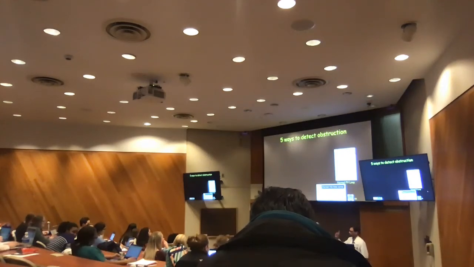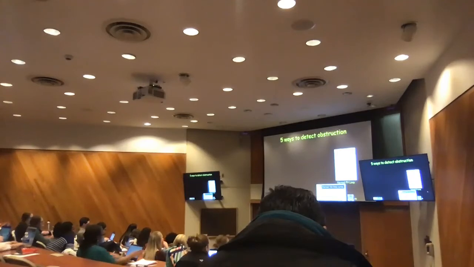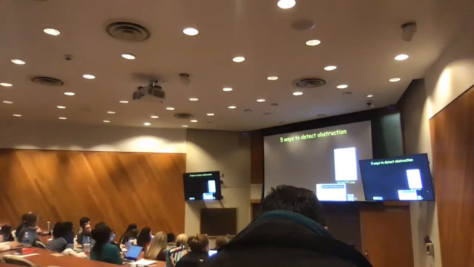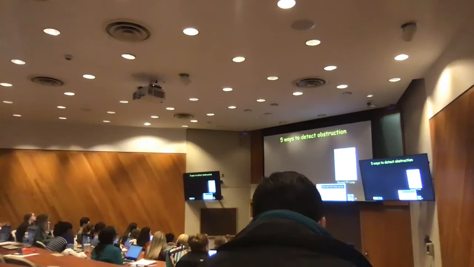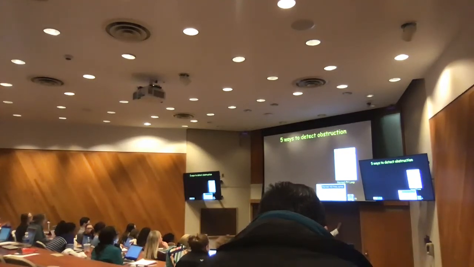So, five ways to detect obstruction. We only talked about one way to detect obstruction so far, right? What was that? How do we detect obstruction? The ratio. Good. Less than 0.7, that is obstruction.